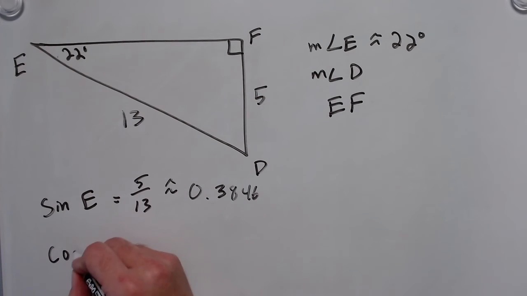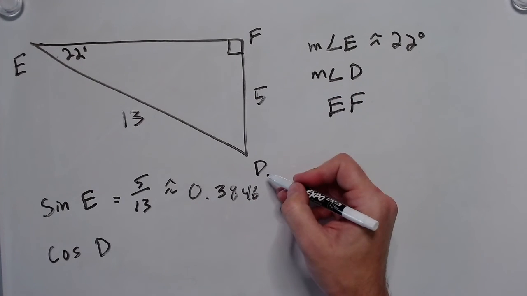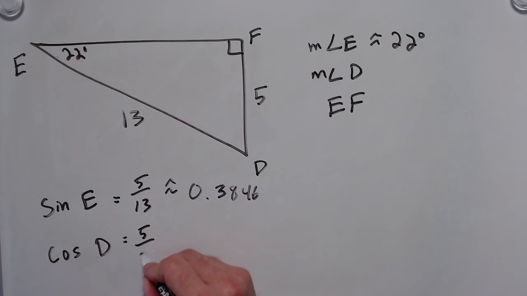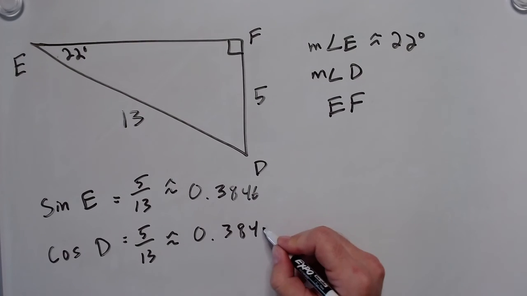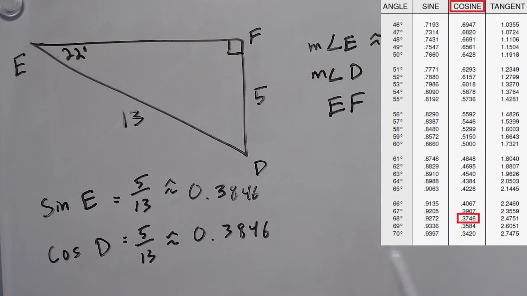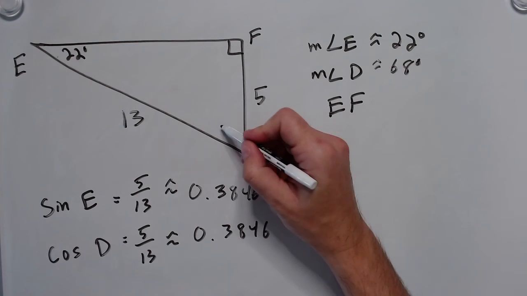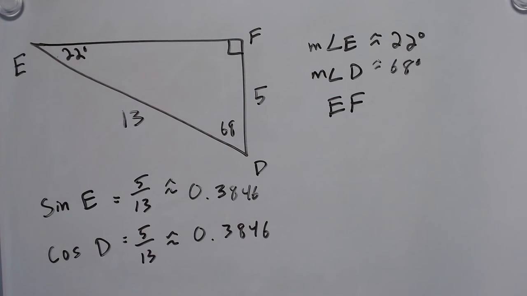We can say that the cosine of D, and again, cosine is the one that's right next to it, is adjacent over hypotenuse. So it's the same fraction, 5 over 13, which again equals about 0.3846. If we go to the cosine section of the table and go all the way down till we find that number, we get roughly 68 degrees, which kind of makes sense. So this is roughly 68 degrees. And again, 68 plus 22 would give us 90.